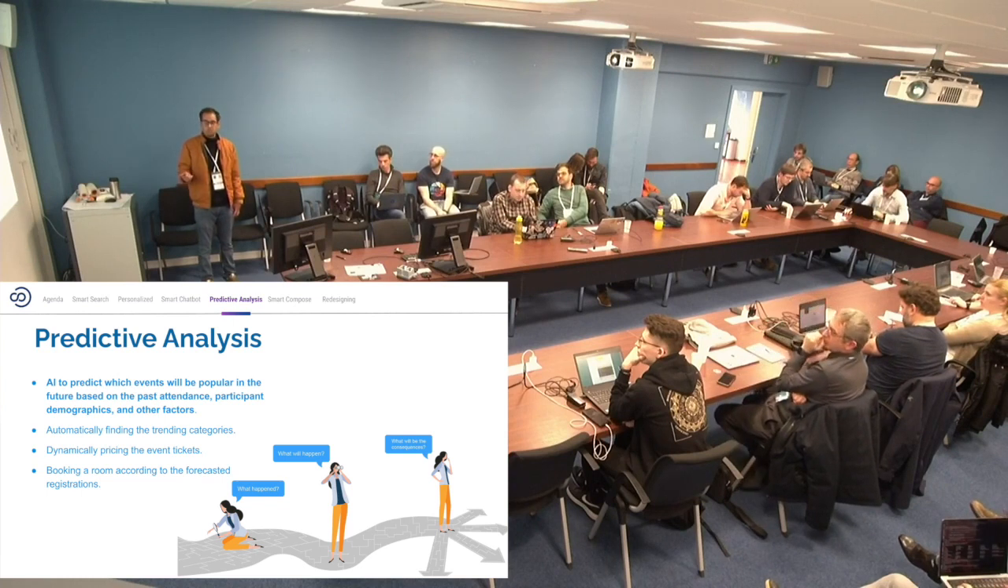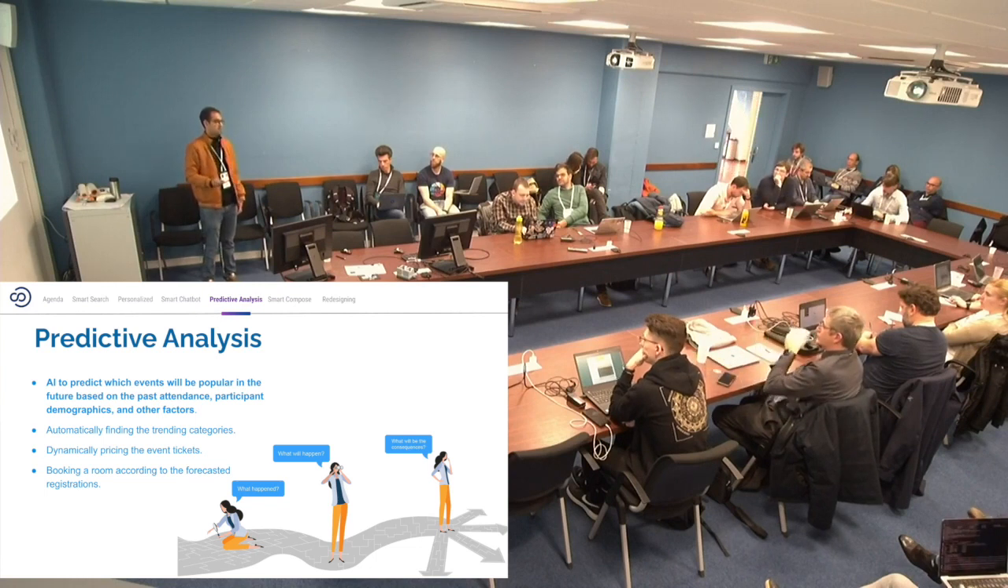We can also automatically find the trending categories. At the UN we have many categories, but the trending ones could be UNCTAD, WHO, the top ones which have regular events with many registrations.